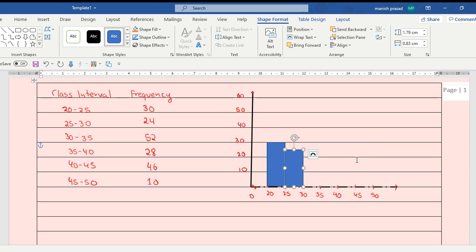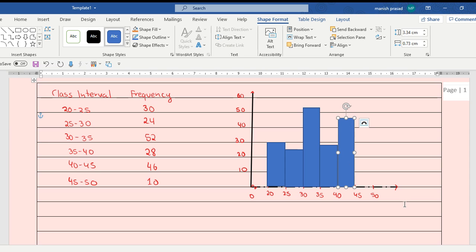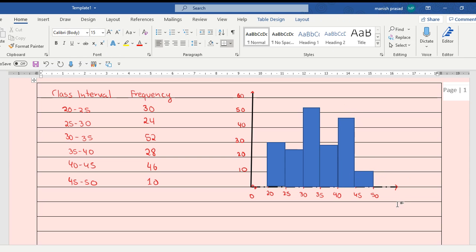And then 30 to 35 is 52. So for the next one, 30 to 35, 52 goes all the way here and here. Then the next one is 35 to 40. That is 28. So it comes all the way here. And then it is 46. So we go from here to 46 here. Then 45 to 50 is just 10. So we have the 10 out here. So this is how a histogram is drawn.